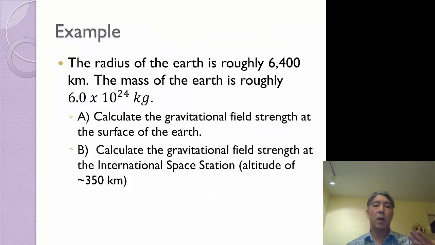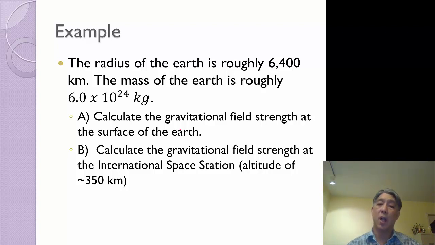So, for example, I'll let you do this at home. The radius of the Earth is approximately 6,400 kilometers. The mass of the Earth is roughly 6.0 times 10 to the 24 kilograms. At home, I'd like you to calculate the gravitational field strength at the surface of the Earth, and also at the International Space Station, which has an altitude of about 350 kilometers. A couple of points to be careful about while you're doing this at home.